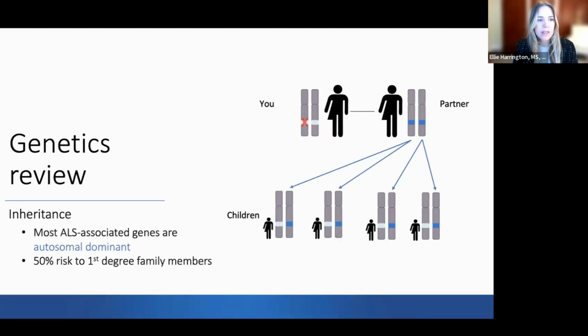Okay, so most of these are dominant inheritance. If we have a mutated gene copy, our partner still passes down a normal gene copy, and we have a 50% chance of passing down a mutated copy or an equal 50% chance of passing down a normal working gene copy. Okay, so that's the majority of the ALS-associated genes. It's not all of them, but that's kind of what I'll be focusing on today.